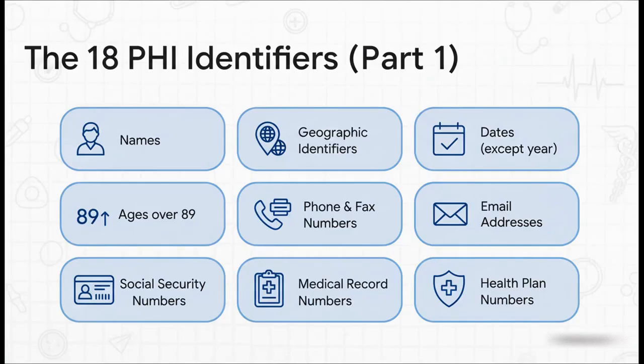All right, let's look at the first batch of these 18 identifiers. A lot of these are pretty obvious, right? Names, phone numbers, emails, social security numbers, no-brainer. But some are a little less obvious, like geographic identifiers smaller than a state. Why? Well, imagine a tiny town. If you know someone's zip code and their rare medical condition, you could probably figure out who they are. Same with ages over 89. It's such a specific group that it becomes identifying. And then, of course, you've got your medical record and health plan numbers.